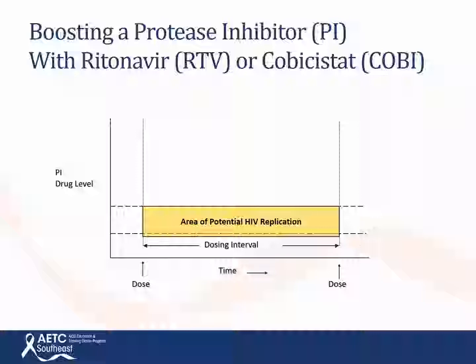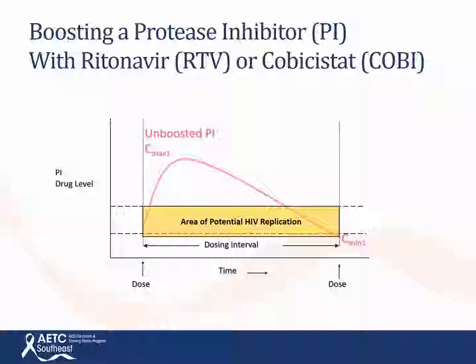And on the other axis, you'll see we have the time from one dose to the next, otherwise known as the dosing interval. When we give an unboosted protease inhibitor, you'll see that the pink line represents this curve. You'll see the drug concentration rises after a person takes the medication and then dips down into the area of potential HIV replication too soon.